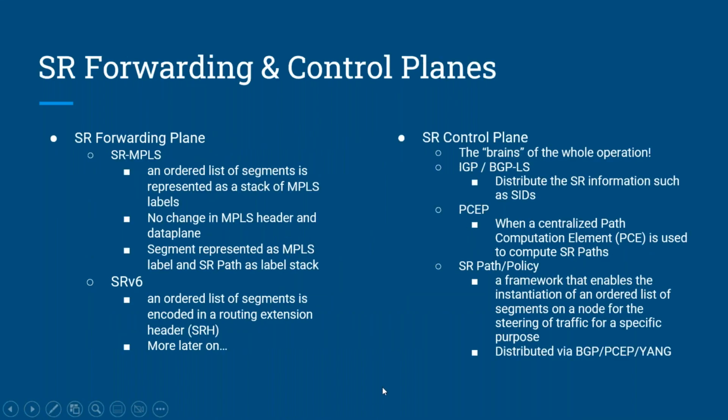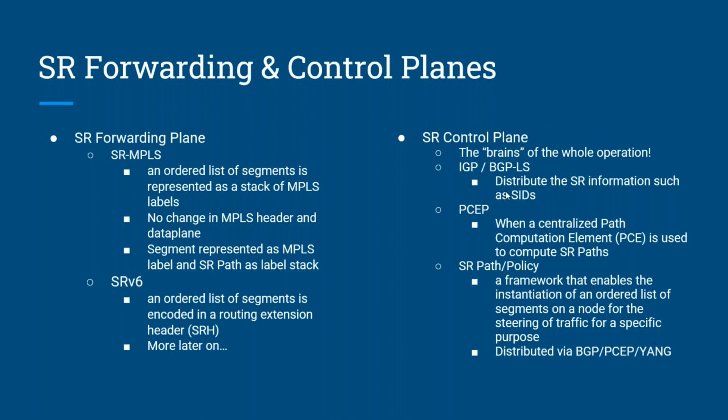So now, on the forwarding side, we have two data planes that are supported. You can do SR over MPLS. You can do SR over IPv6, which is called SRv6. In case of MPLS, and I'm sure you must be aware of MPLS, MPLS allows forwarding based on labels rather than on the destination IP addresses that we were talking about.